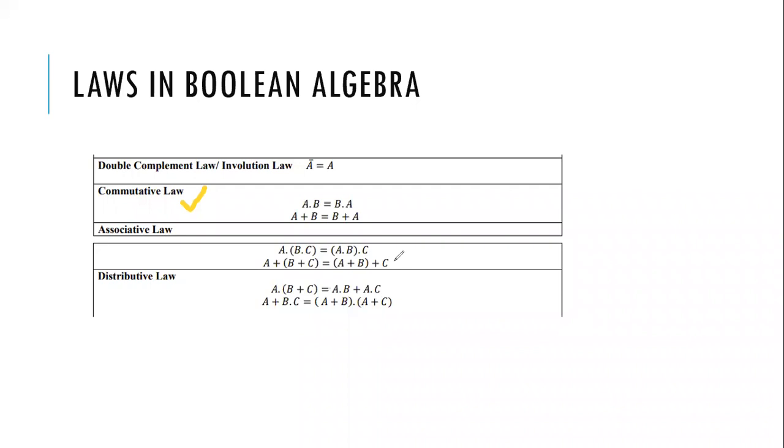But there's a very important law here. This is used in many places to simplify Boolean expressions, which is very important. The distributive law.